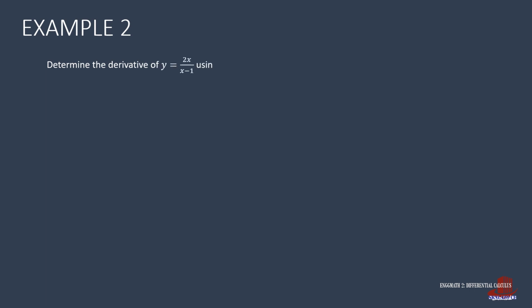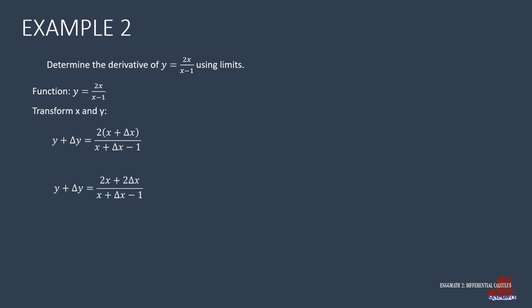Example 2 is with the function y equal to 2x over x minus 1. Plug the deltas by replacing x and y, and get y plus delta y equal to twice of x plus delta x over x plus delta x minus 1. Distribute 2 among the terms and have y plus delta y equal to 2x plus 2 delta x over x plus delta x minus 1.